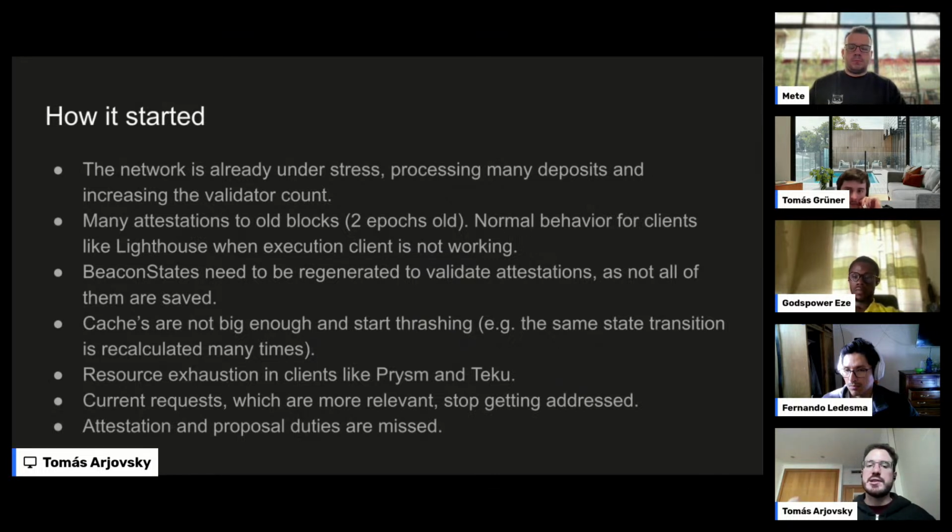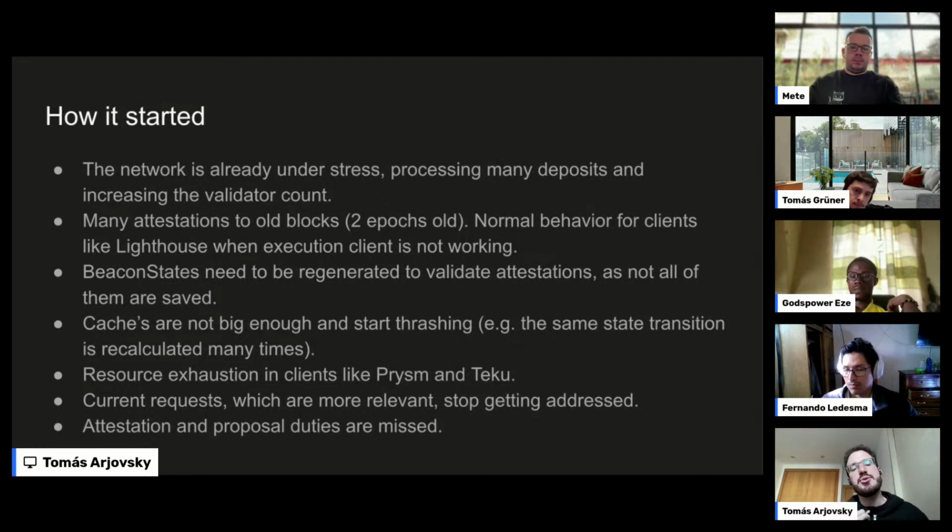And this is something that, for instance, Lighthouse might do when their execution client is not working, right? If I'm not validating new blocks and I'm really behind, like 2 epochs behind, and I need to attest, my attestation will have as target what I think is the current target, and that will be maybe 2 epochs old. Not a very common thing to happen, but someday it happens. The problem is there were not many attestations like this, but there were enough.